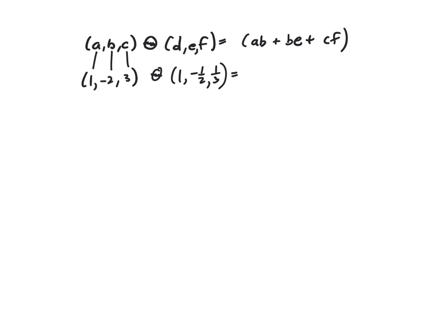So A times B, A times D, I wrote that wrong. A times D will be 1 times 1, plus B times E, that's -2 times E, which is -1/2, plus C times F, and that's going to be 3 times F, and F is 1/3. So that's going to be 1.